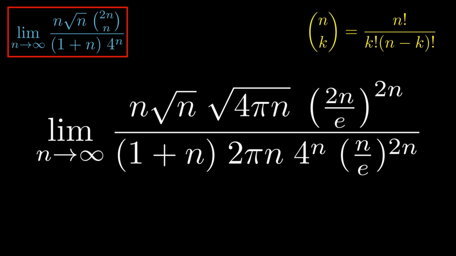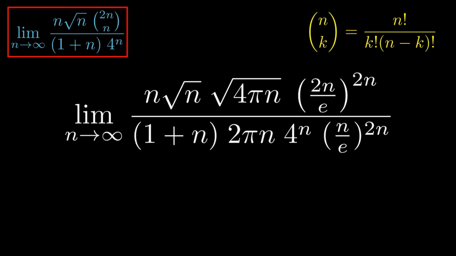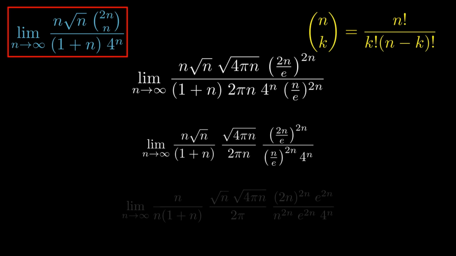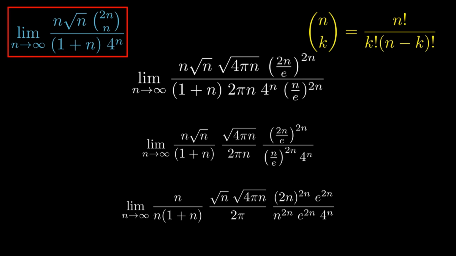But first, let's rewrite this as three fractions being multiplied together, and let's try to group things that are a little bit more similar. So we have the limit as n goes to infinity of n divided by n multiplied by (1 plus n), multiplied by the square root of n multiplied by the square root of 4 pi n divided by 2 pi, multiplied by 2n raised to 2n multiplied by e raised to 2n divided by n raised to 2n times e raised to 2n multiplied by 4 raised to n. So what we're going to do is just cancel terms in each of these fractions separately. The first one's pretty straightforward, so I'll leave that to you.